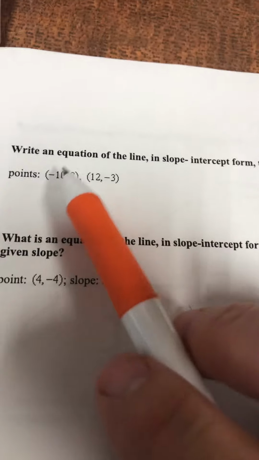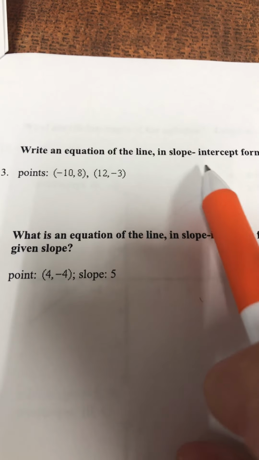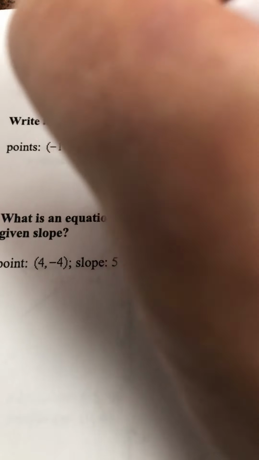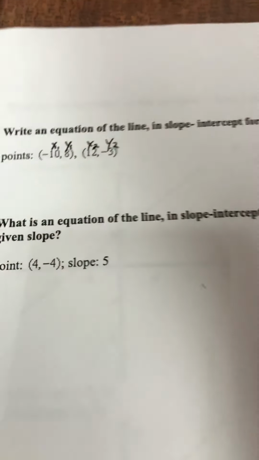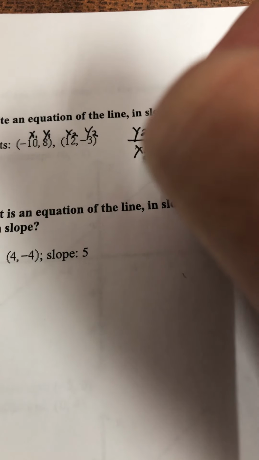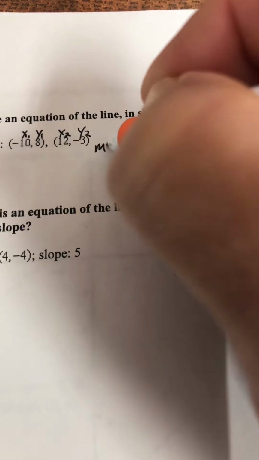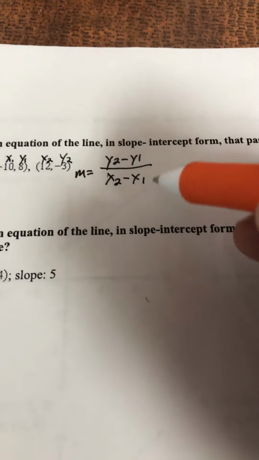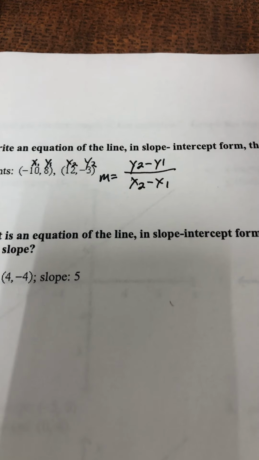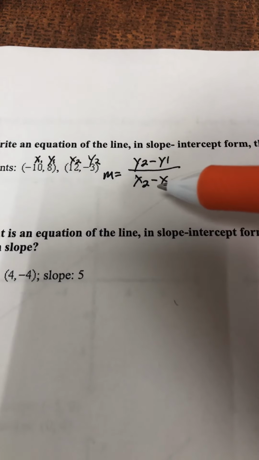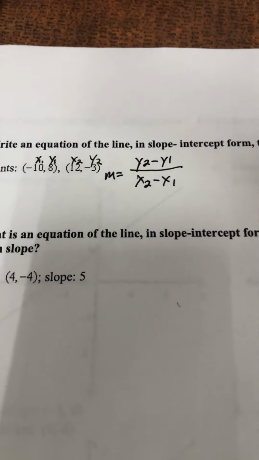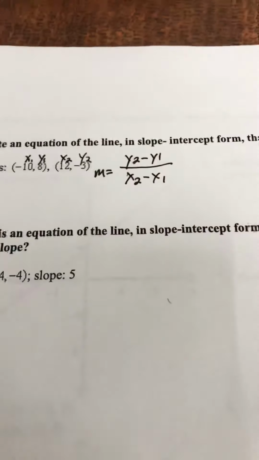Number 13, write an equation of the line in slope-intercept form that passes through the two given points. Once again, this is your x1, your y1, your x2, your y2. Okay, and you're going to want to do your y2 minus y1 over your x2 minus x1. That gives you your slope. Once you figure out your slope, remember if you're subtracting a negative, that becomes positive. Your x1 is a negative, so this would be plus 10. So just remember that little tricky spot there.